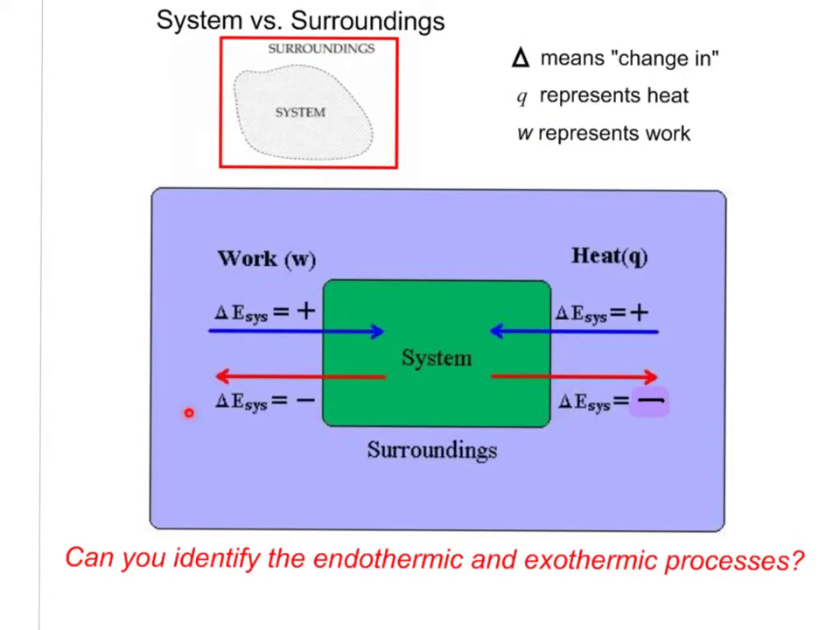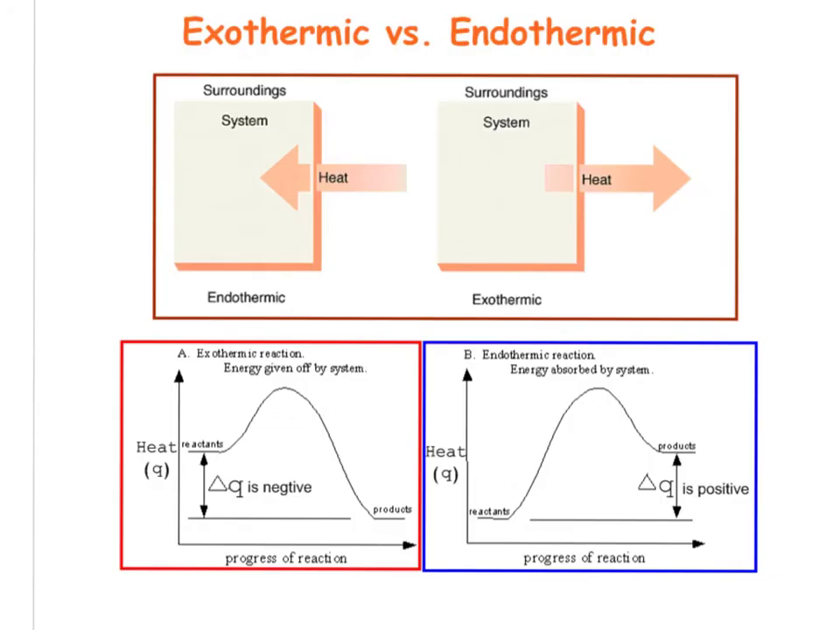Now, this should be a really easy step for you. Can you identify the endothermic and exothermic processes? So let's relate all of this to exothermic and endothermic. We've talked about those before. So remember, exothermic and endothermic, they have to do with thermic, heat. It's all about heat. So when we put heat into our system, it's endothermic. If heat is being given off from the system, it is exothermic.